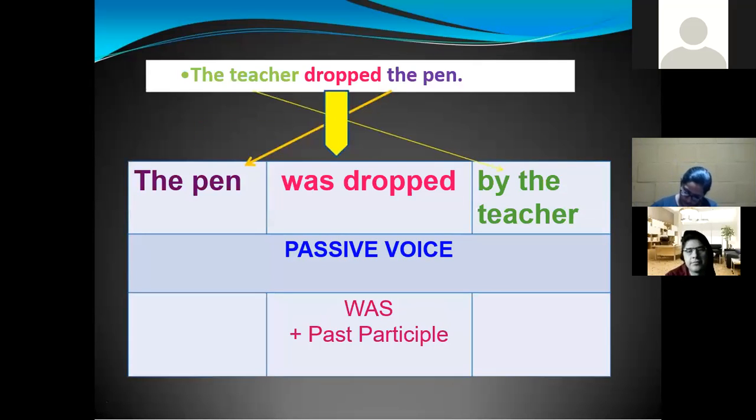Okay, so here we have, look what happened here. The pen became the new subject, all right? The verb is in the same position, but you added was, because it's only one, and then the teacher went all the way to the back, which is the agent or the doer of the action. You see the cross, guys? Do you see the cross happening here? There's a crisscross here, all right? That's very important for you to understand, okay?